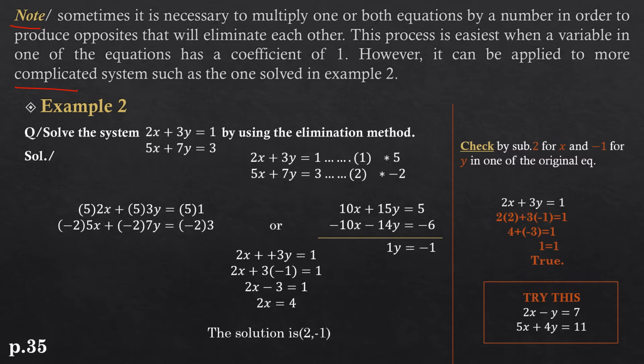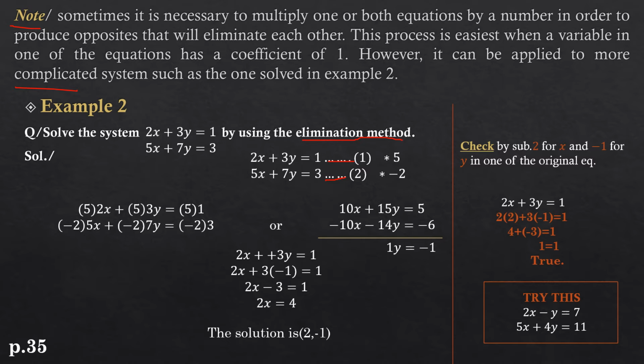Example 2, the question says, solve the system by using the elimination method. Make a difference between the substitution method and the elimination method. In the elimination method, you have to cancel one variable to find the other variable. Here we have a system: this is equation 1 and this is equation 2. Equation 1, 2x plus 3y equals 1. Equation 2, 5x plus 7y equals 3.